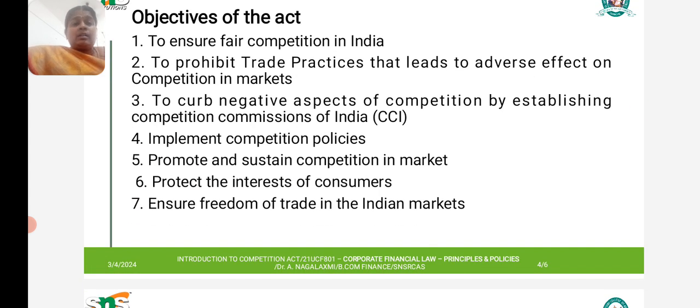Now we are on the topic of objectives of the Act. The Competition Act was enacted for some purposes. The first purpose is to ensure fair competition in India. The second is to prohibit trade practices that lead to an adverse effect on competition in the market. The third is to curb negative aspects of competition by establishing the Competition Commission of India to implement competition policies, to promote and sustain competition in the market, to protect the interest of consumers, and to ensure freedom of trade in the Indian market. These are the purposes for the enactment of the Competition Act.